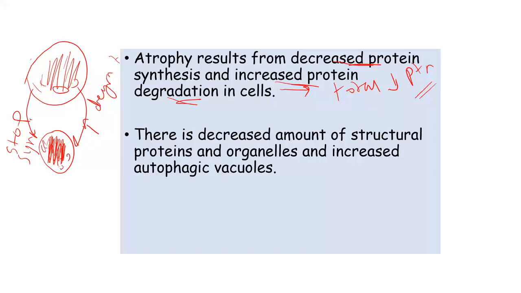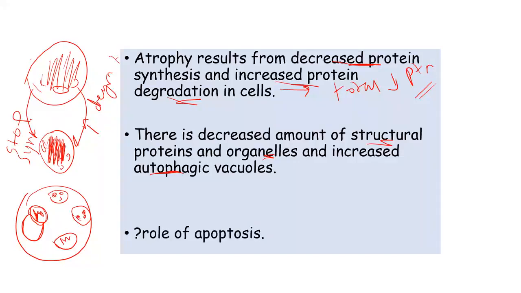And increased autophagic vacuoles. What is autophagy? Autophagy means I eat my own mitochondria to gain some energy. When the lysosomes go and eat these mitochondria, this is called autophagy. When they eat them, they develop what is called autophagic vacuoles containing some remnants of these eaten mitochondria. So I have decrease in the structural proteins and organelles and increased autophagic vacuoles inside these atrophic cells.